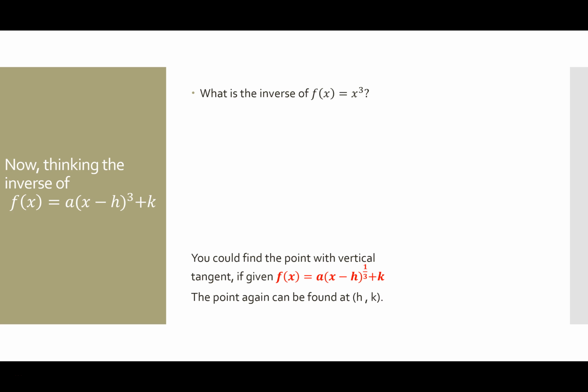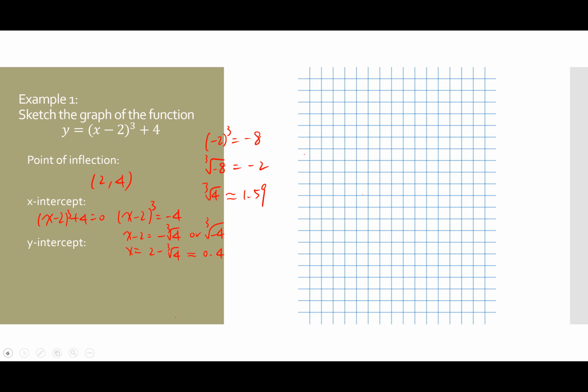Then you can work out the y-intercept by making x equal to 0. So y = (0 - 2) cubed + 4, which gives you negative 8 plus 4, and that is negative 4. Now we have both the x-intercept and the y-intercept. The x-intercept will be (2 - cube root 4, 0), and the y-intercept will be (0, -4).